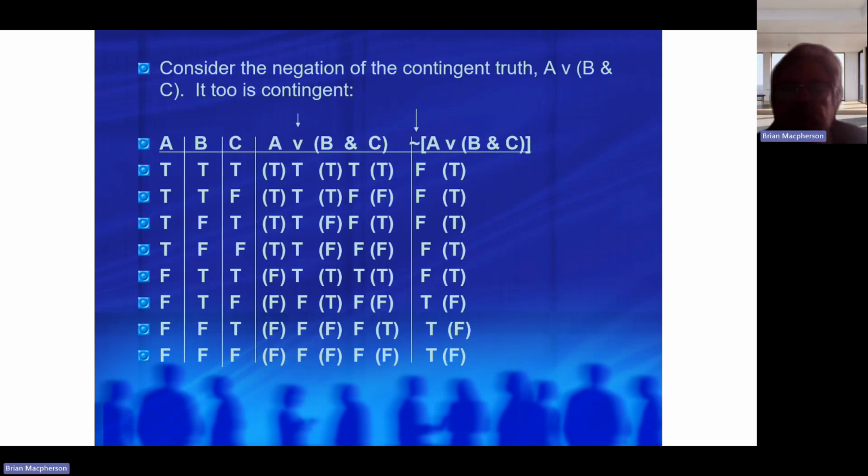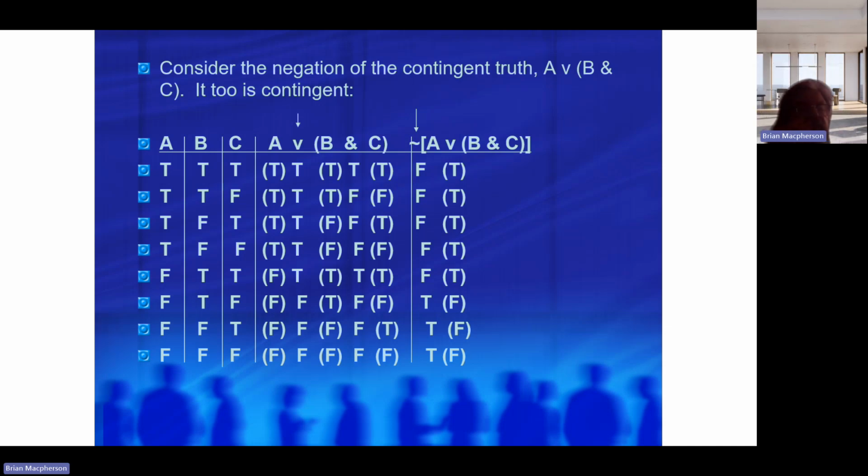Now, what happens? We know that if you negate a tautology, you get a contradiction. And of course, if you negate a contradiction, you're going to get a tautology. If you negate a sentence that's true in all rows, then it's going to be contradictory. If you negate a sentence that is false in all rows, then it's going to be tautologous. What about if you have a contingent sentence? Well, if you negate a contingent sentence, you'll get another contingent sentence.